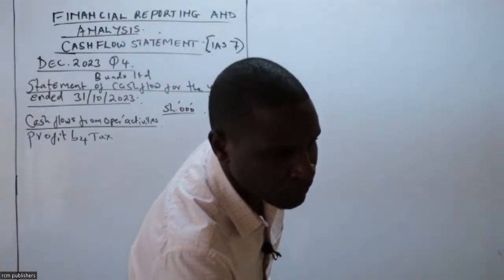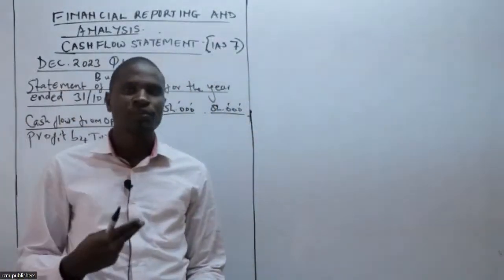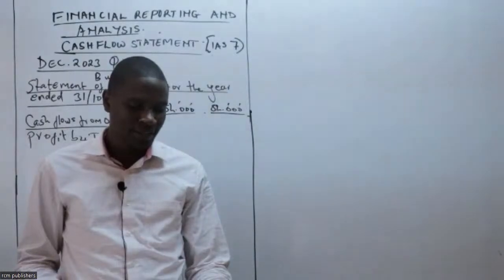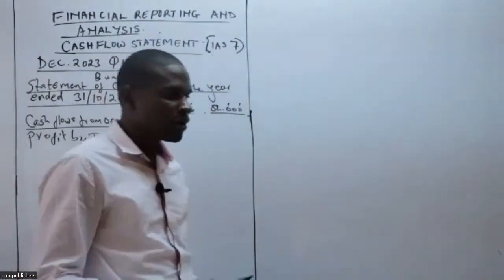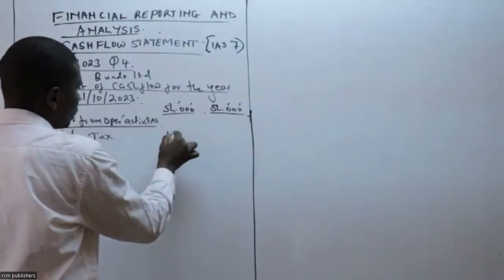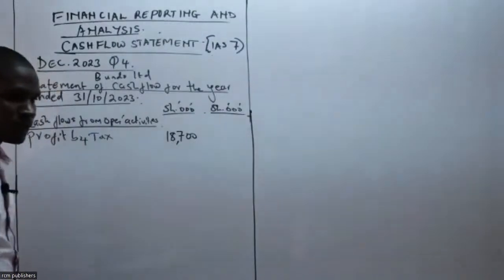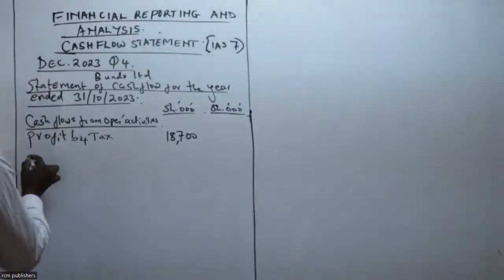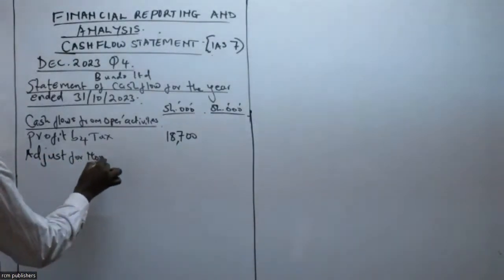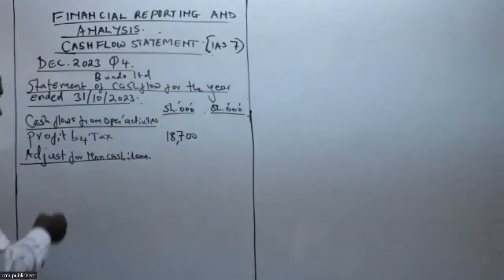So profit before tax. Of course, that one I expect to get from my income statement. And if I look at my income statement, I can see 18,700. Thank you so much, Simon, for that answer. 18,700. So class, you can see that it is just a matter of looking at what the examiner wants, profit before tax, and then we adjust for non-cash items. So class, in this case, I'm not going to put all these here.